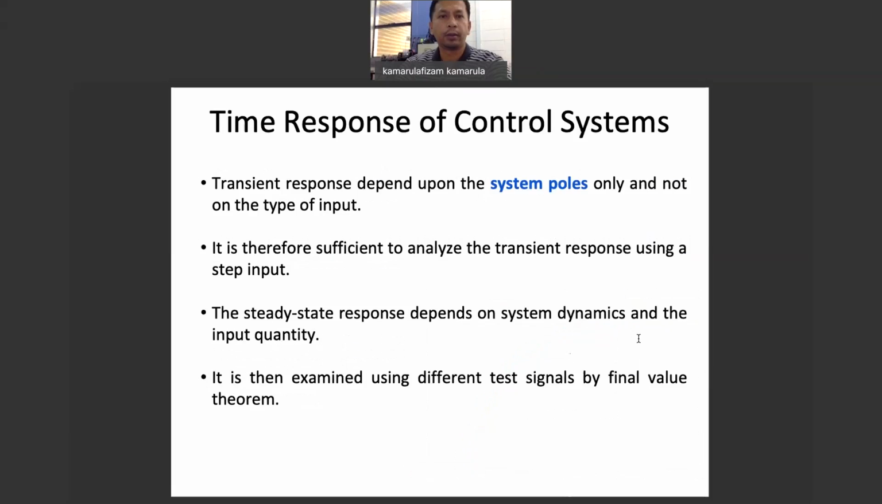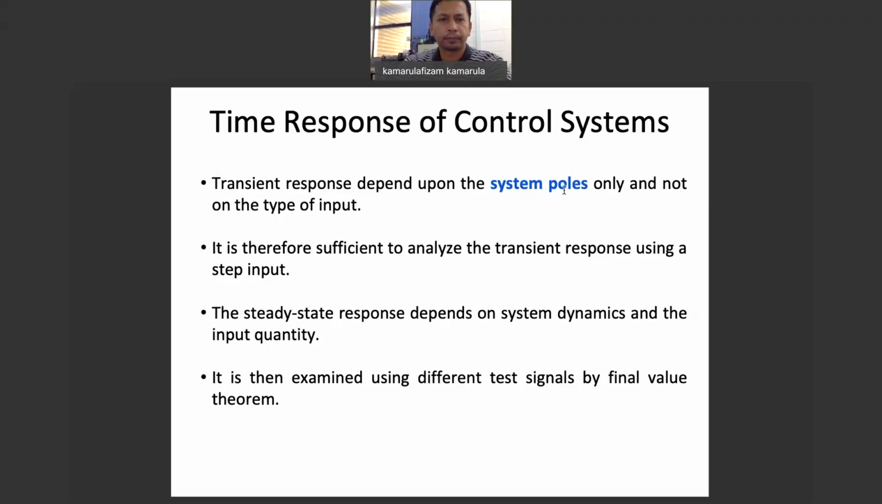The transient response basically depends on the system poles and not the type of the input. It is therefore sufficient to analyze the transient response using a step input. Meaning that the transient response of any system depends largely on the system poles. It doesn't really matter what kind of input you put in, because the characteristic of the transient response depends only on the poles of the transfer function of the system.